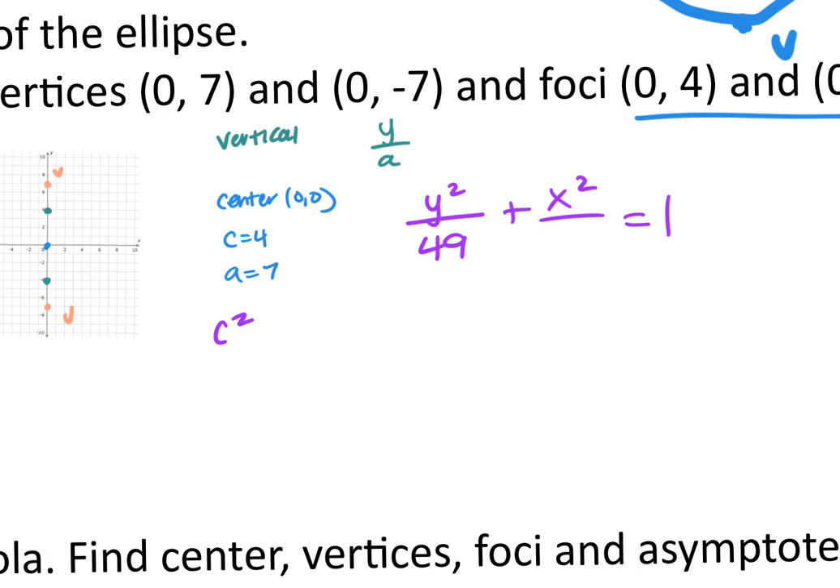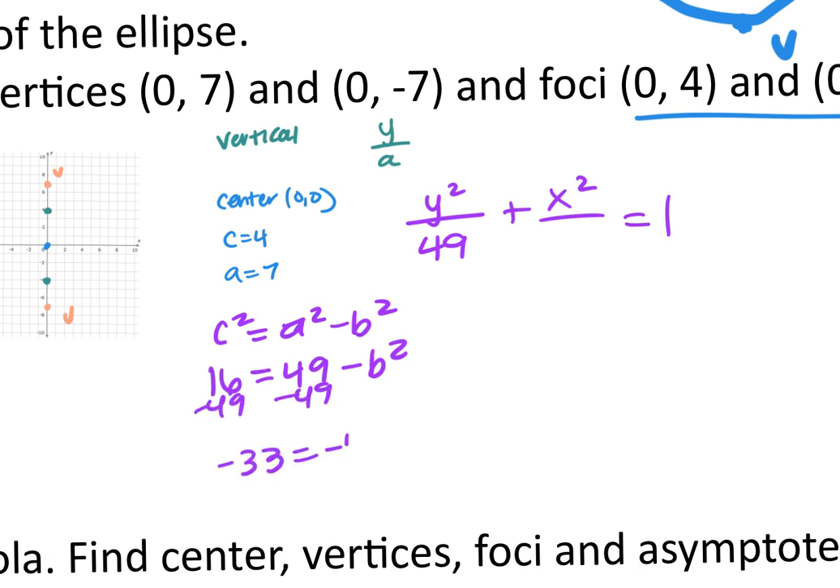So C squared equals A squared minus B squared. So 4 squared, which would be 16, would equal 7 squared, which is 49, minus B squared. Subtract the 49. Negative B squared equals negative 33. So B squared equals 33.